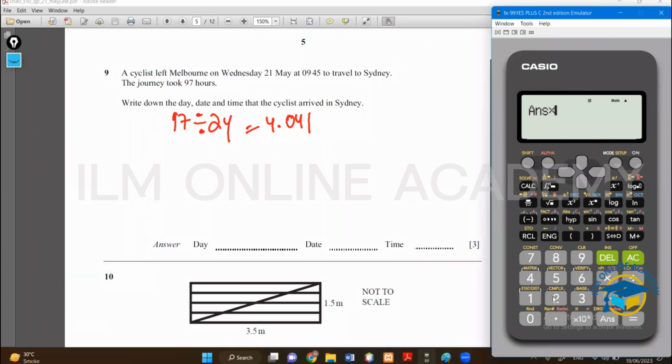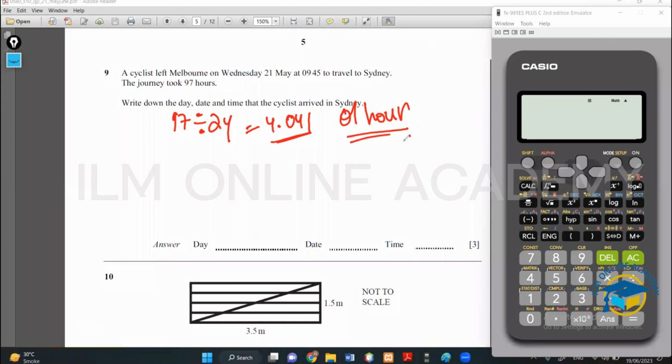I will multiply it back by 24. So 0.041 is about 1 hour, so it's 4 days and 1 hour. Okay, if we look into this decimal, it is 4 days and 1 hour. Now we know the time. Now we need to write down the day and date.